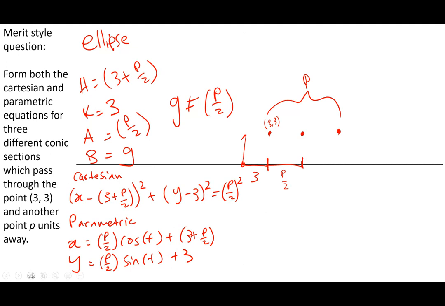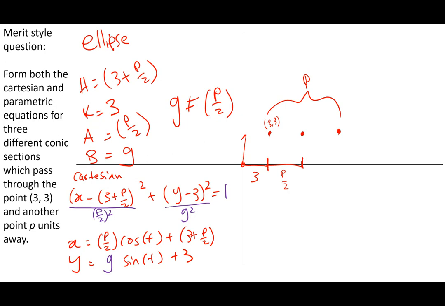And so I can actually just change my existing equations a little bit to make them suit the ellipse. So instead of equal to p over 2 squared, it's going to be equal to 1, and then this will be over p over 2 squared, and this will be over g squared. And then for the parametric equations, the first equation is actually the same. The only difference here is in y, which becomes g sine of t plus 3.